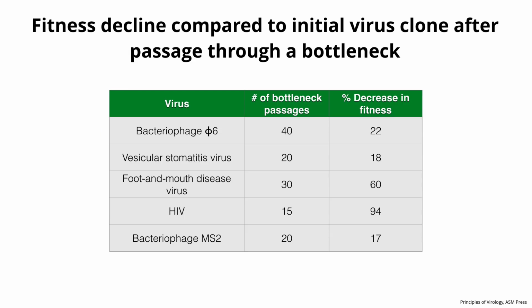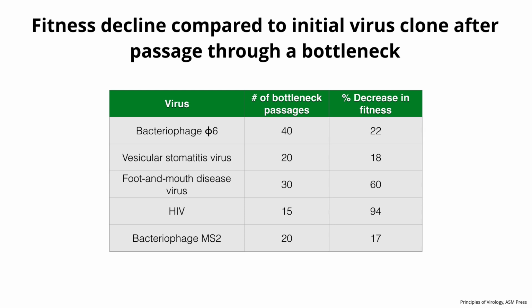And here are some more examples. These are 5 different viruses: two bacteriophages and 3 animal viruses. And in the second column, the number of passages that were done on these viruses. Again, plaque-to-plaque or very low dilution passages. And you can see the % decrease in fitness that accompanies this passage. So it varies for each virus, but look at HIV. After only 15 bottleneck passages, you have a 94% decrease in fitness.